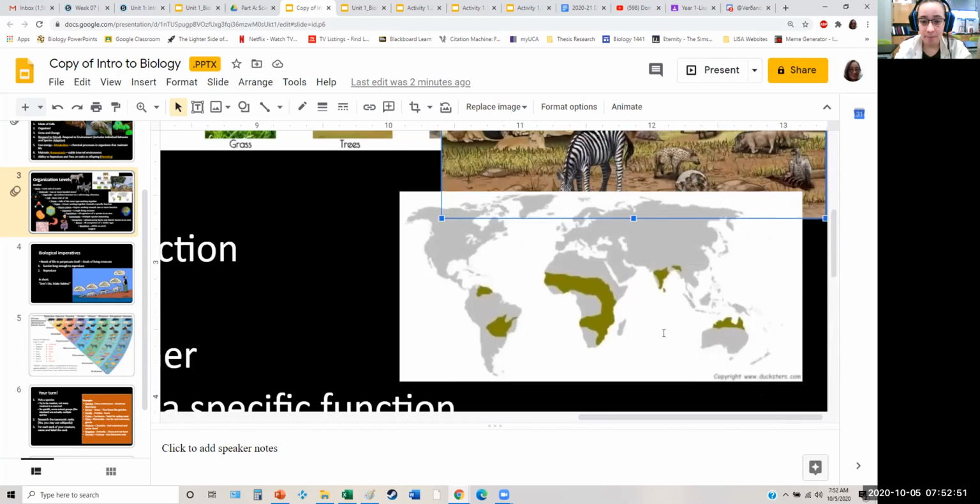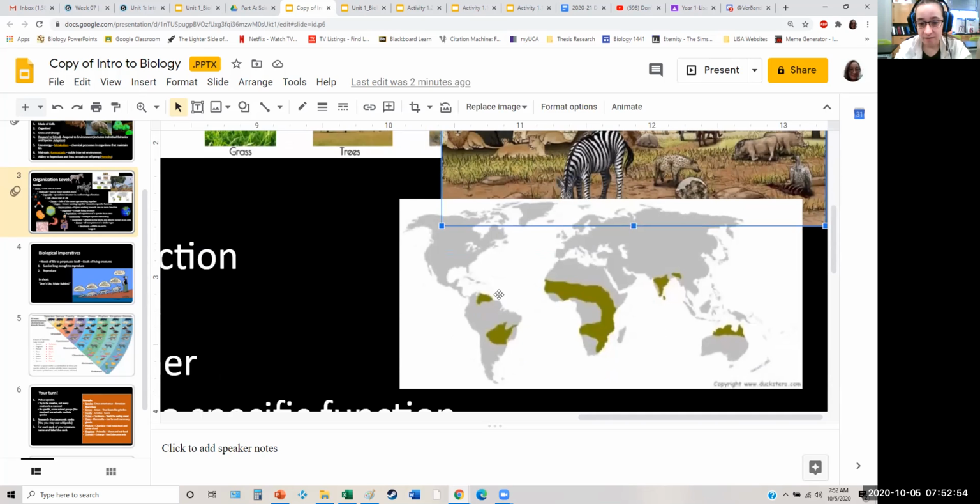All right, so here we have a map of the world, and the highlighted areas in green represent areas that are similar. Okay, so I think these are rainforests. I do believe that these are rainforests. Let me think on that for a second. Or maybe it is savanna. Savanna? Yes.